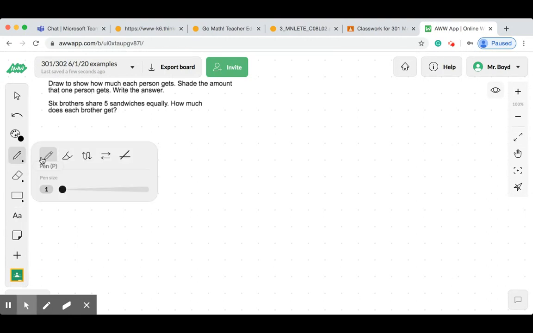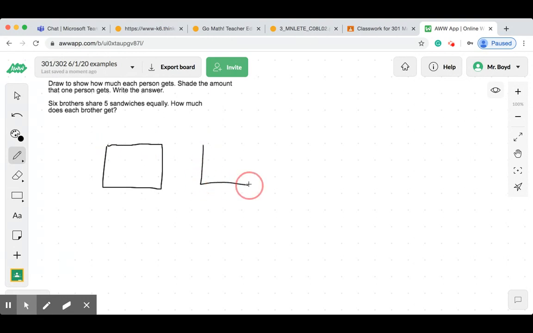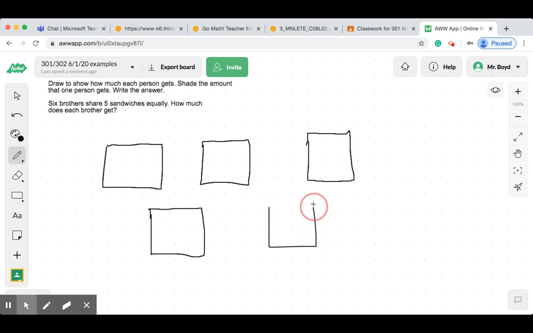And what I'm going to do is I'm going to try and draw squares the best I can, because a sandwich is usually shaped like a square. So I'm going to draw 5 sandwiches, and then I'm going to have to partition them each into 6 equal parts because there are 6 brothers. Now, we should not just be drawing lines across to create 6. They need to be equal parts.